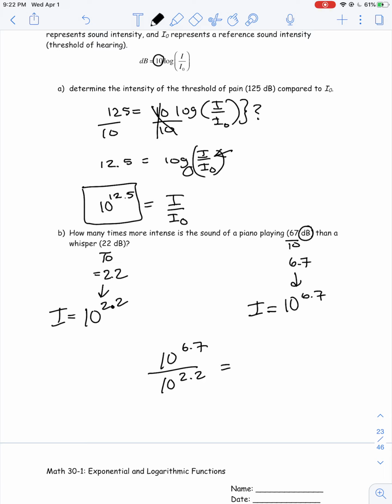So in your calculator, 10 to the power of 6.7 divided by 10 to the power of 2.2 gives you 31622 point, I would say 8. So we know that it's approximately 31,623 times stronger. So we know that a piano is 31,623 times stronger than a whisper.